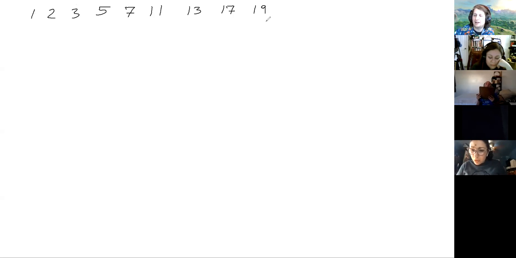So it says chosen from 2 to 20 inclusive, so we're going to ignore 1, right? If we're looking at the numbers 2 through 20, how many prime numbers do we have? Got 8.